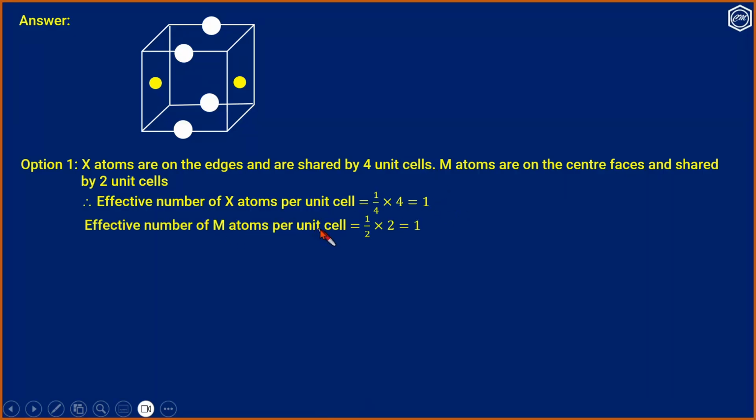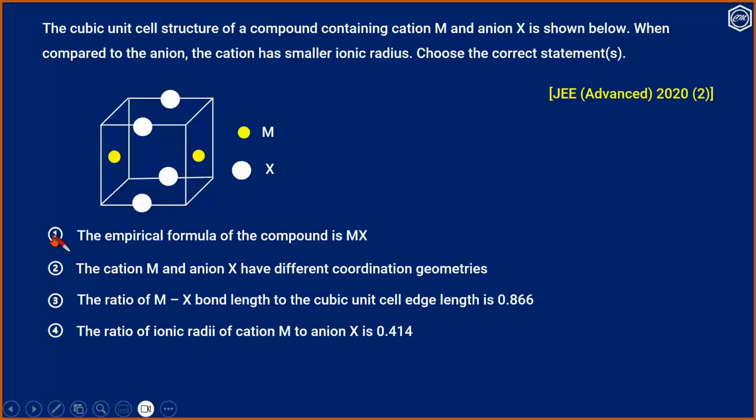Effective number of M atoms per unit cell will be 1 by 2 into 2, that is 1. That is only 2 M atoms are there and each M atom is shared by 2 unit cells. So therefore the empirical formula must be MX. So that is 1:1, hence it is MX. So option 1 must be a correct option.